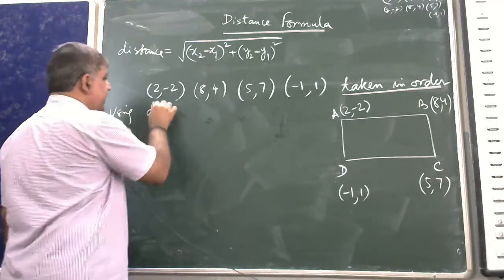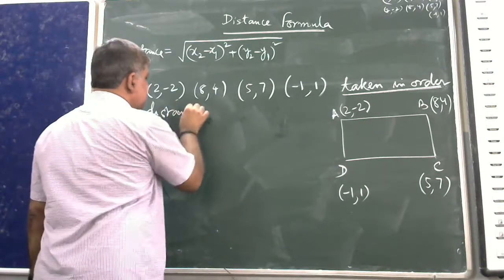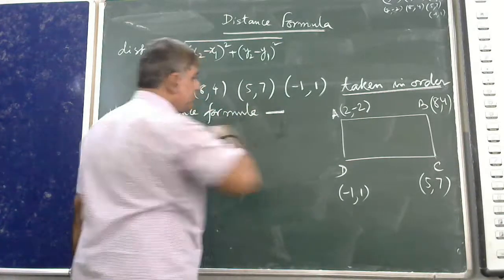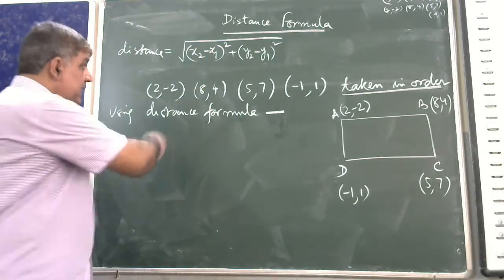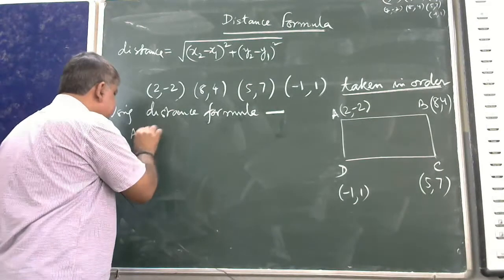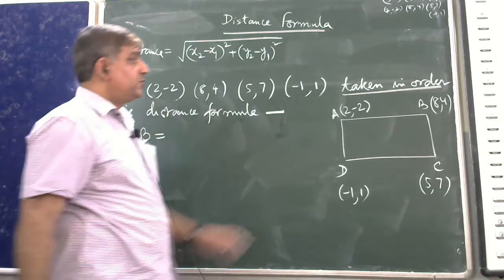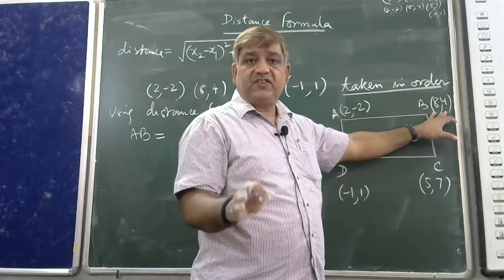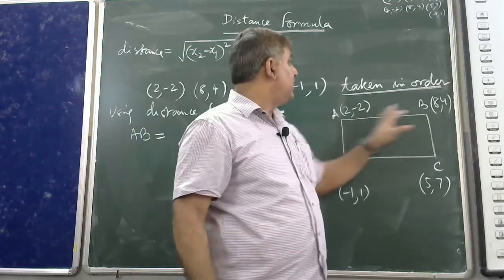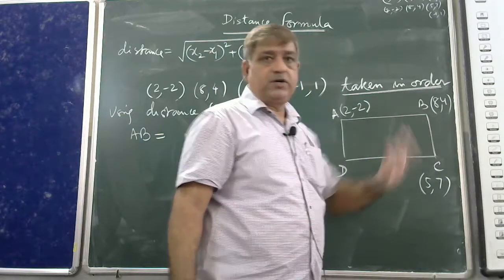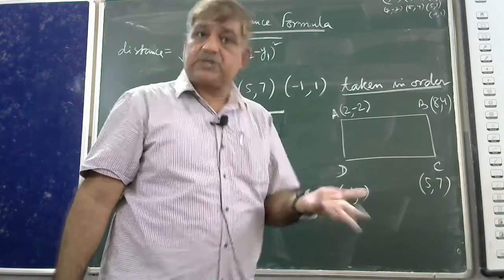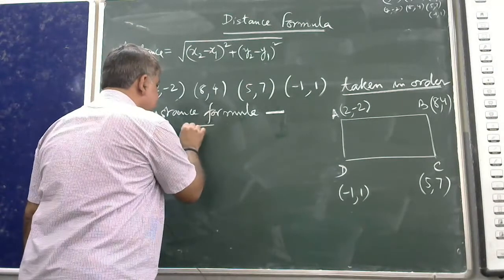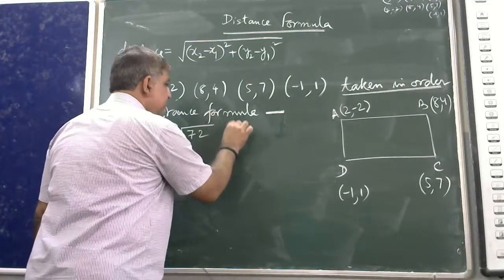You can write using distance formula. What you will observe here? After using distance formula, AB is equal to, directly, AB length. So root of what? 2 minus 8, that is minus 6, whole square, that is 36. And then minus 2 minus 4, that is minus 6, whole square, that is 36. So you can directly write root over 72 units.